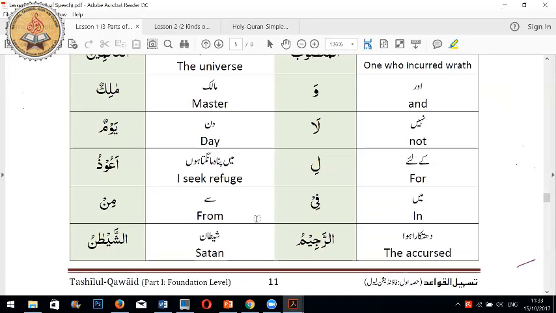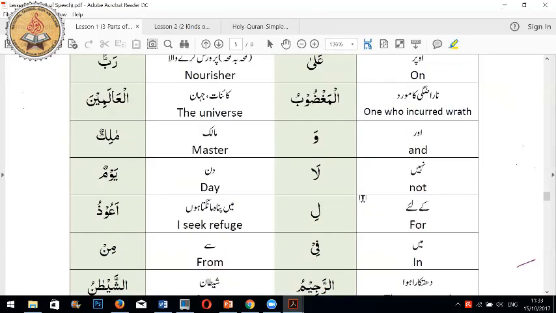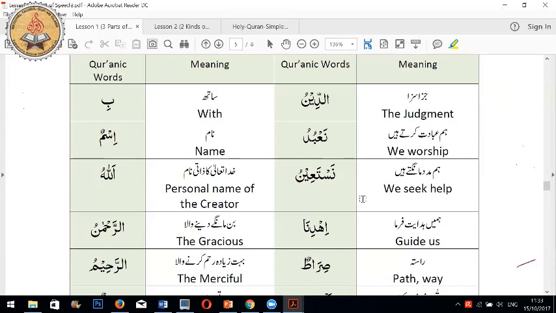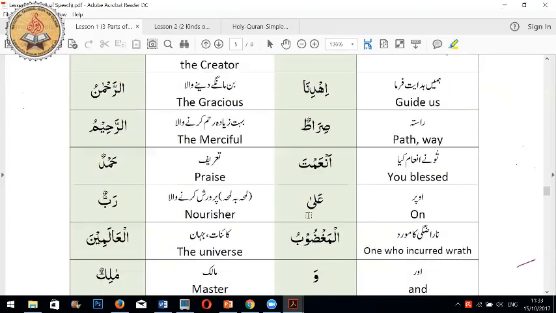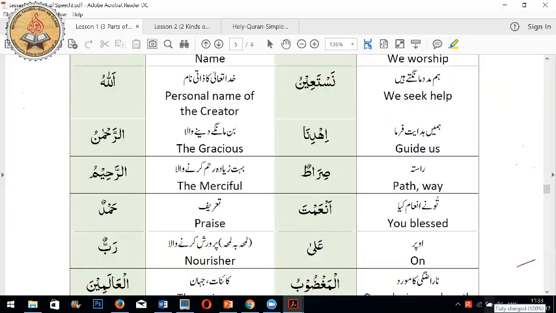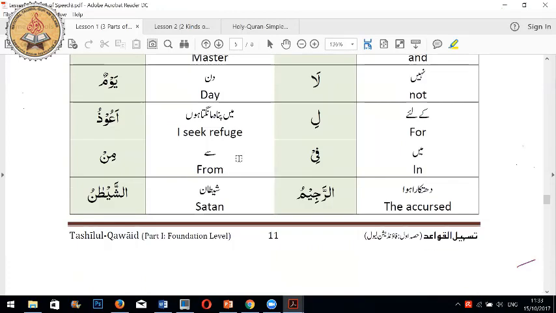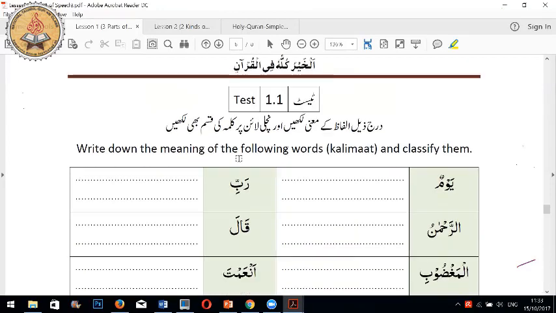Okay, so a'udhu billahi minash shaitanir rajim. Basically, many words from Surah Al-Fatiha have been given. You just classify each and every word in it. So if I go to the next sheet, this is now for you, 1.1. Write down the meaning of the following words, kalimat, and classify them.